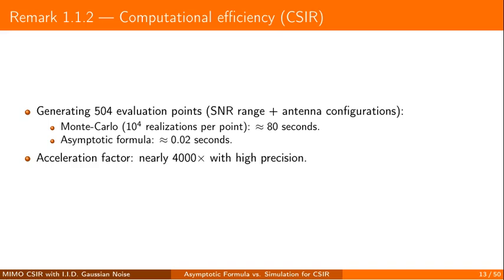Let me quantify the speed advantage. To generate 504 evaluation points, spanning our full SNR range and all antenna configurations, Monte Carlo, with 10,000 realizations per point, takes about 80 seconds. The asymptotic formula produces the same 504 points in about 0.02 of a second. That's an acceleration factor of nearly 4,000, with essentially no loss in precision.